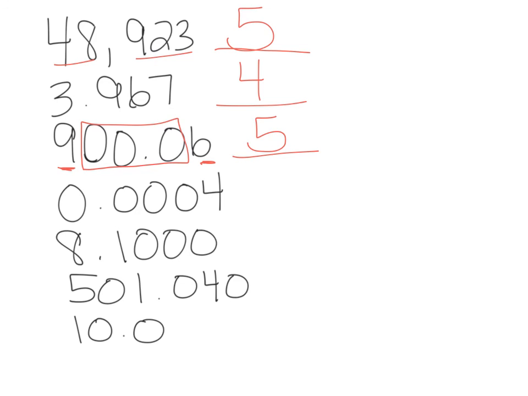Take a look at the next number, 0.0004. How many significant figures are there? You should say 1. Although there is a decimal point, there's no number in the front to hold these zeros. So all zeros to the left do not count. Zeros to the left don't count unless there's another number over here to hold it in. Try the next one, 8.1000.